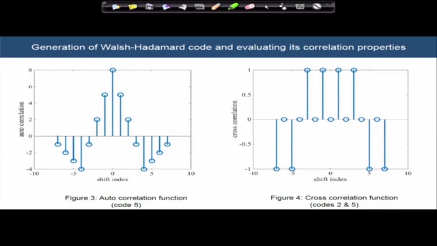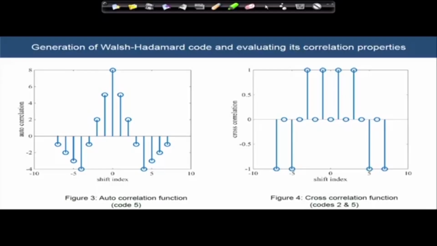So this concludes tutorial 3, and in the next tutorial we will make use of these codes, specifically the Walsh-Hadamard code, in order to evaluate the performance of certain spread spectrum modulation systems. So in that sense, this tutorial assumes importance, because we are going to make use of these codes throughout the remaining tutorials for generation of bit error rates, specifically for performance evaluation of spread spectrum systems.